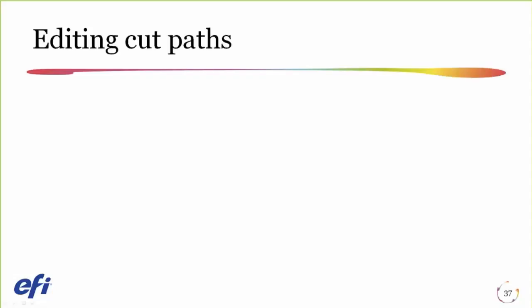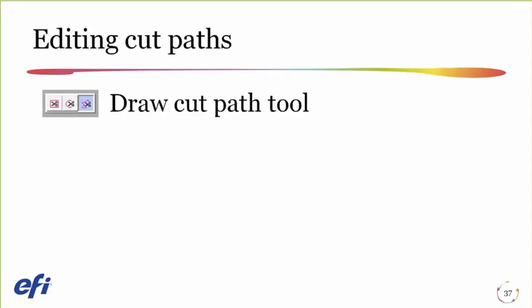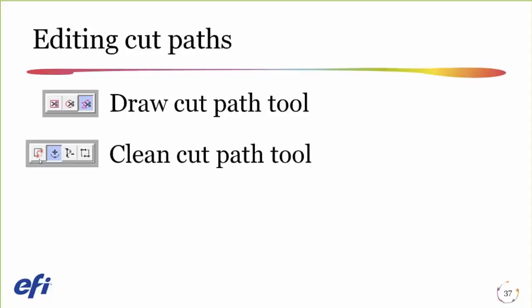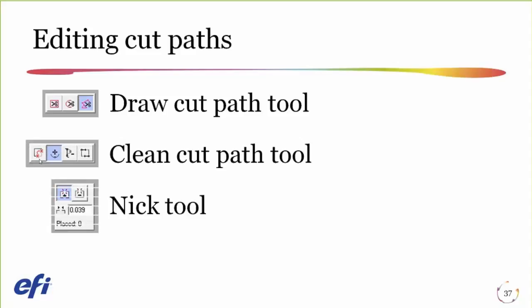Now, first, we have our draw cut path, where I can draw different shapes. Our clean cut path, where I can modify an existing or a newly drawn cut path, and something called the nick tool. The nick tool adds gaps to your cut path. So I'll cover that in just a bit.